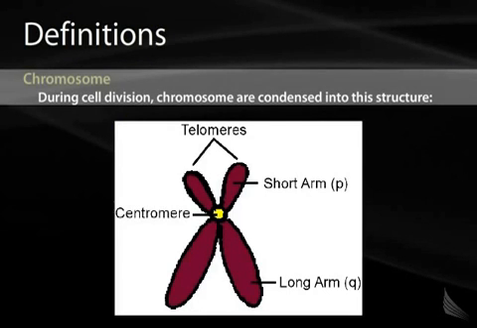Now, during cell division, chromosomes are condensed into the structure that you see here, and we have some more terms that we can memorize. The centromere is the piece that holds the 2 sister chromatids together during mitosis or meiosis. Telomeres are the ends of the chromosomes, and then we define them by P arms and Q arms, or short arms and long arms, depending on the position of the centromere.